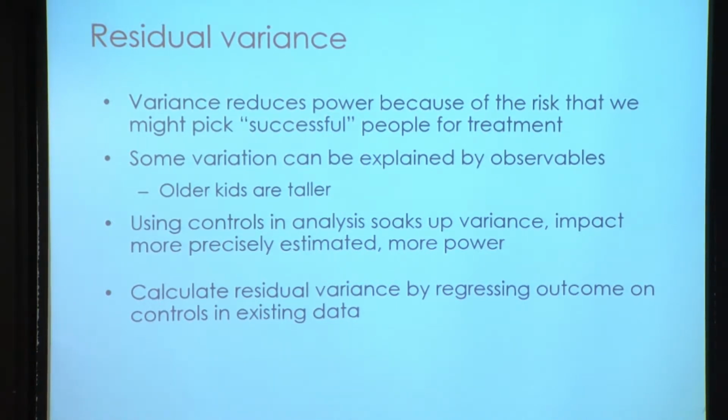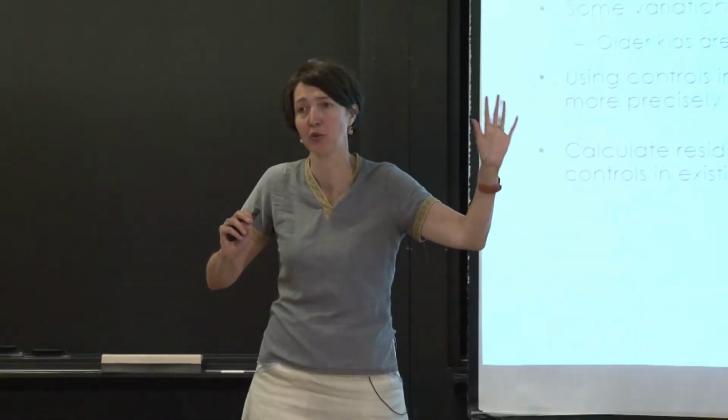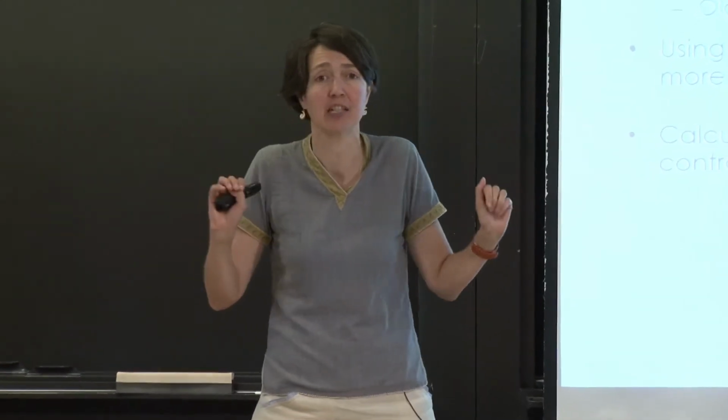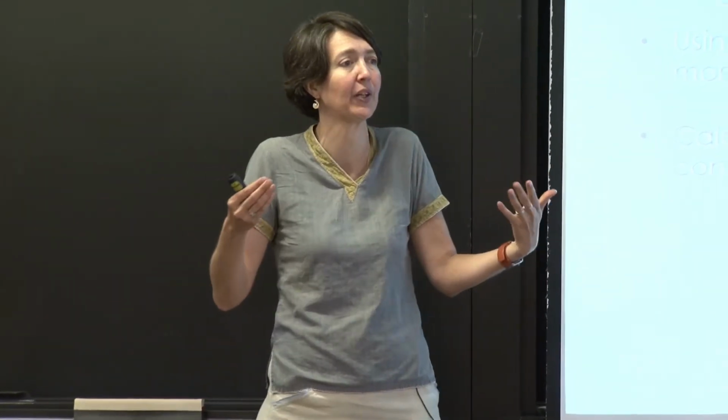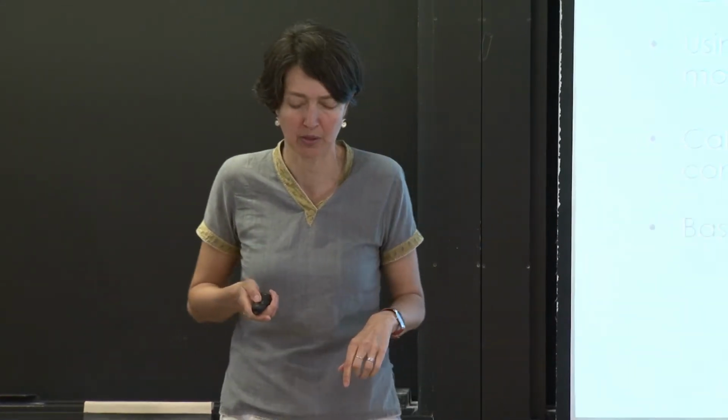So if we have a national survey that has height and kids' ages and their gender, and even maybe their income levels or their ethnicity, we run the regression of all the things that we will have in the final endline data. So we have the outcome against a whole bunch of controls, only the ones that we will have in our endline data. We kind of mimic the regression we're going to do at the endline, and the residual variance is then what we put in.